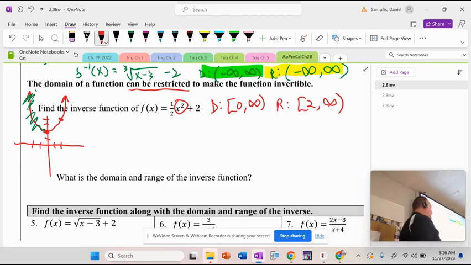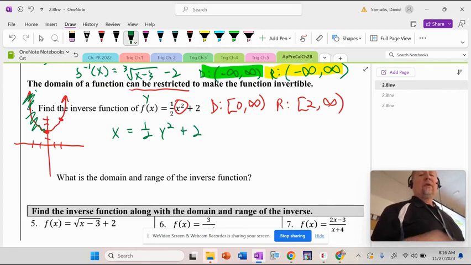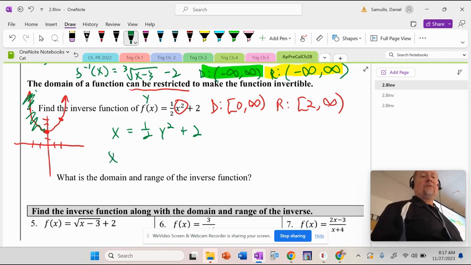Okay, now when I find the inverse of this, sure, I switch x and y. So now this is x equals 1/2 y squared plus 2. Here's where we have to watch what we can't do mathematically. First of all, subtract 2. So it's x minus 2 equals half y squared.